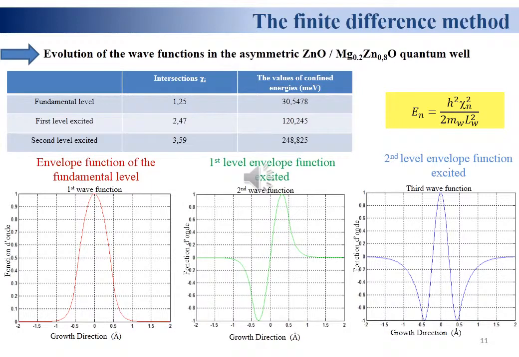So with 20% magnesium fraction, the evolution of the wave function in the asymmetric case for the ZnO layer unturned by MgZnO quantum well, while the first result is the value of the confined energies. As below, we choose the fundamental level, the first excited level and the second excited level. The different wave functions are represented: the first wave function for the fundamental level, the second wave function for the first excited level, and the third wave function for the second excited level.